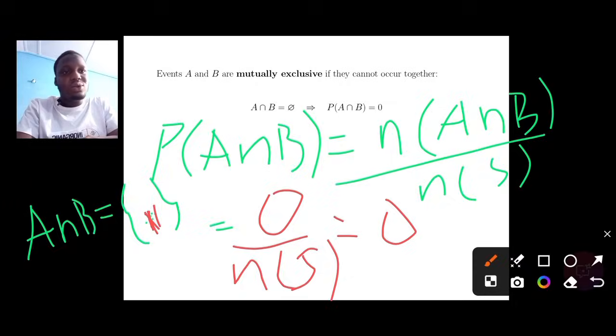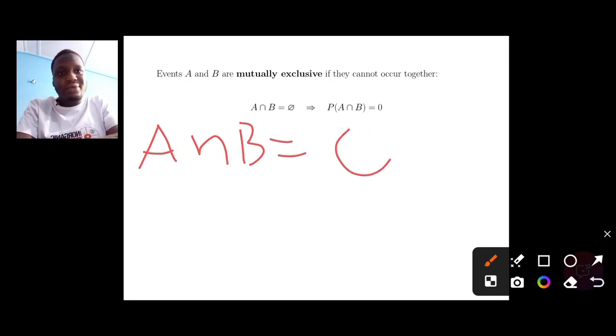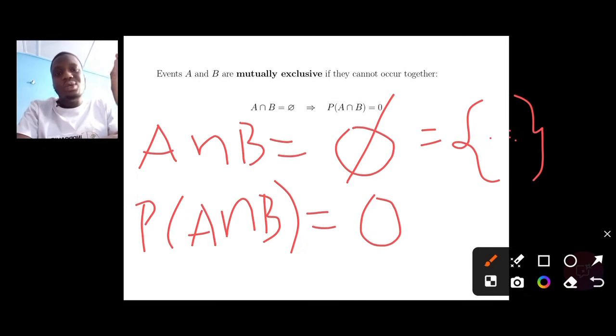Okay, good. So the two things you have to note from here: if two events are mutually exclusive, or if they are stated to be mutually exclusive, it means that they don't have an intersection. The intersection is empty. And for that matter, their probability is also 0, because the number of outcomes that they have is 0. They have no outcome. So whatever number you divide 0 by, it will be 0. So take note, mutually exclusive.